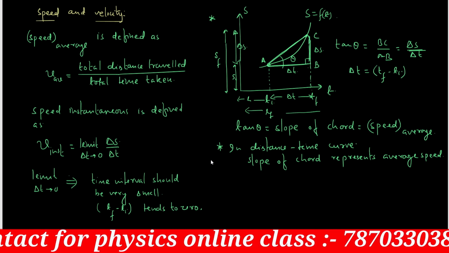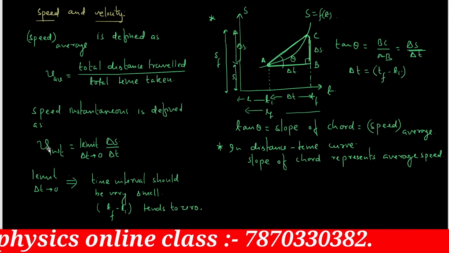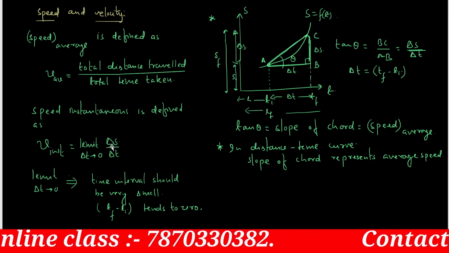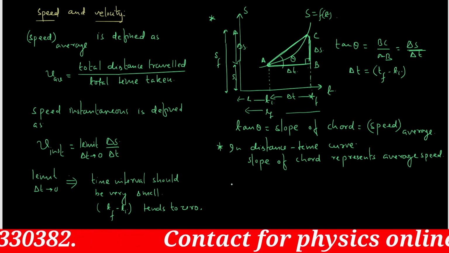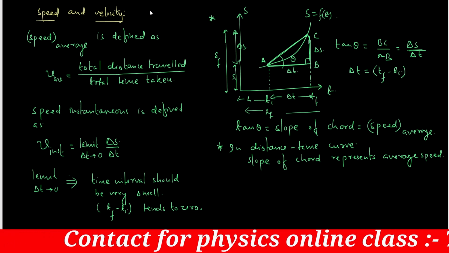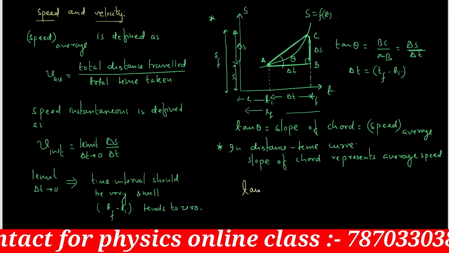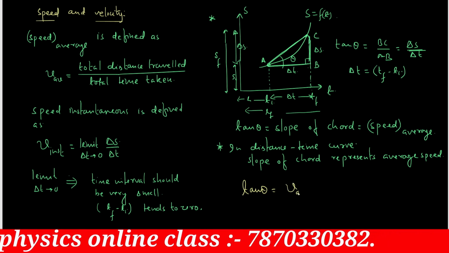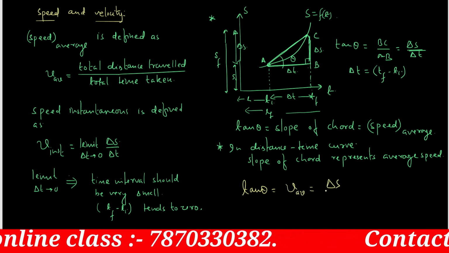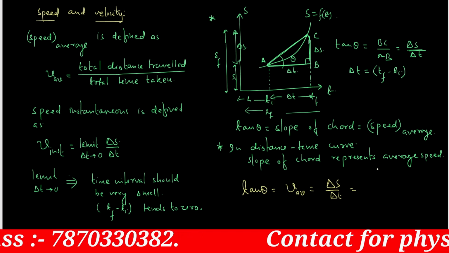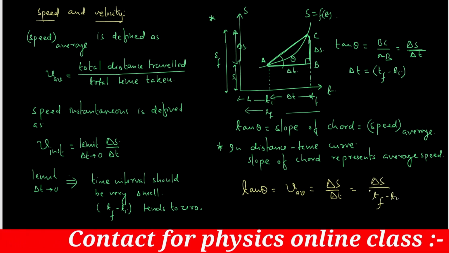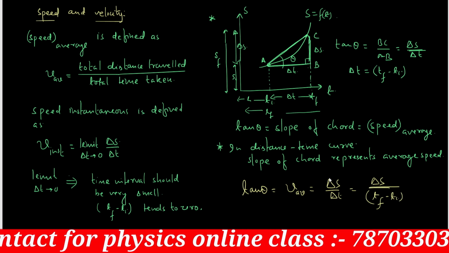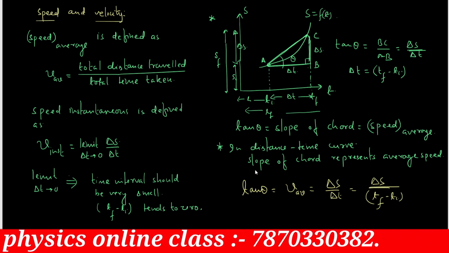Okay. Now I am going to describe this part. What is V instantaneous, right? This was V average, and at last tan theta equals V average, which equals del S upon delta T. That is del S upon T final minus T initial. This is a time interval, not an instant.